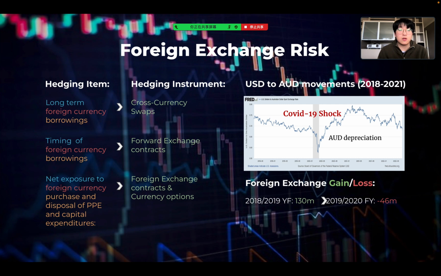COVID shock caused the Australian dollar to depreciate dramatically against the US dollar. This increases the Australian dollar cost of long-term borrowings, capital expenditures, and operating expenditures denominated in the US dollar. The hedging instruments discussed above can mitigate this impact. However, a foreign exchange loss of 46 million still incurred over the 2020 financial year, compared to a gain of 130 million in 2019. On the other hand, COVID shock significantly reduced revenue from international flights.